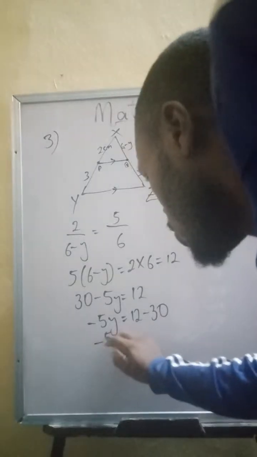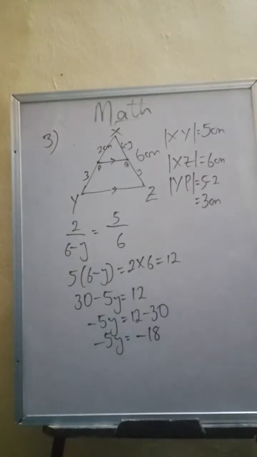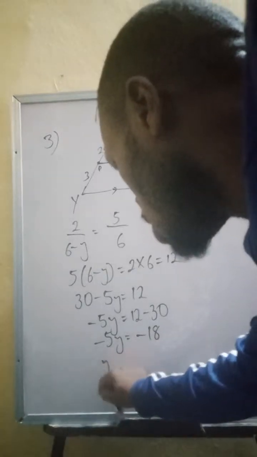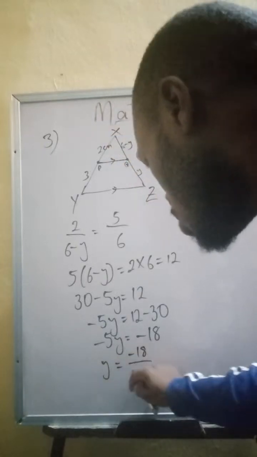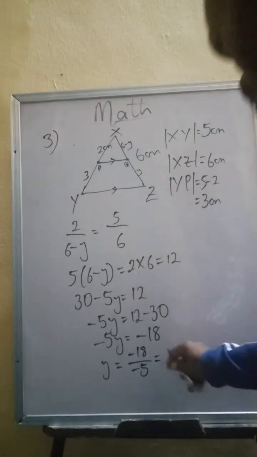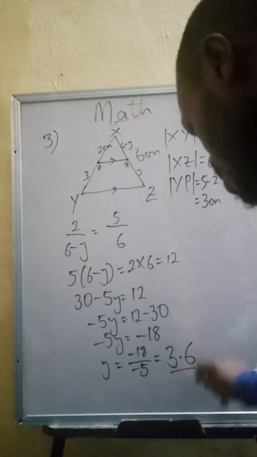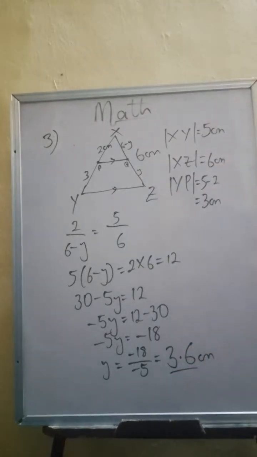So you have minus 5y equals minus 18. The coefficient of y is minus 5. Divide through by minus 5, and that will give you y equals minus 18 over minus 5. Now minus 18 over minus 5 is 3.6. That's the length of y. That's QZ.